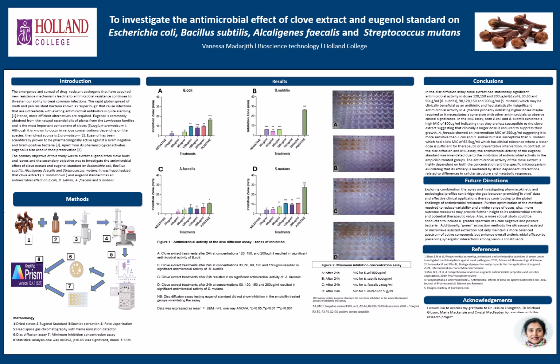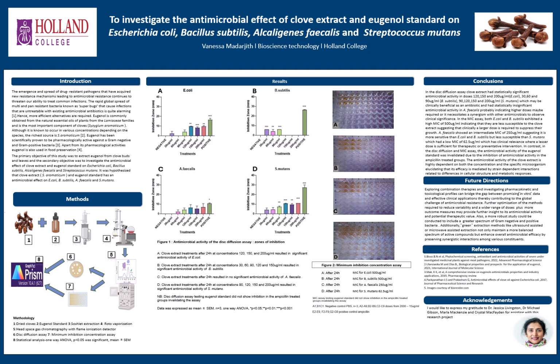The primary objective of this study was to extract eugenol from clove buds and leaves, and the secondary objective was to investigate the antimicrobial effect of clove extract and eugenol standard on Escherichia coli, Bacillus subtilis, Alcaligenes faecalis, and Streptococcus mutans. It was hypothesized that clove extract and eugenol standard have antimicrobial effects on E. coli, B. subtilis, A. faecalis, and S. mutans.